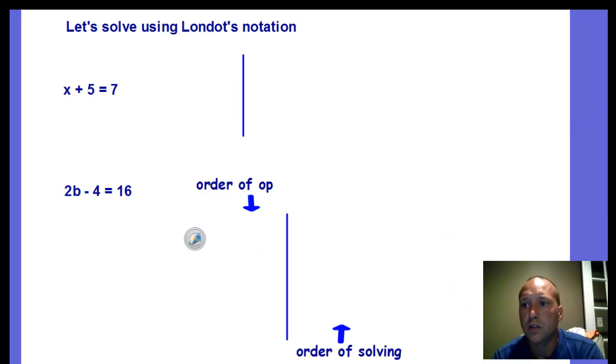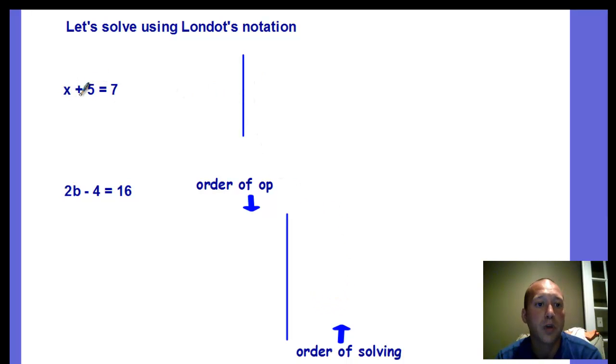So we're going to solve a little differently. I'm going to take some basic ones. This equation, x plus 5 equals 7. You know how to solve that, or a lot of you know the answer. What this notation is over here is asking you to show me some work. So I want to see your thought process. On the left-hand column, you're going to write the order of operations, what's happening to the variable. On the right column, you're going to write the order of solving, or the opposite.